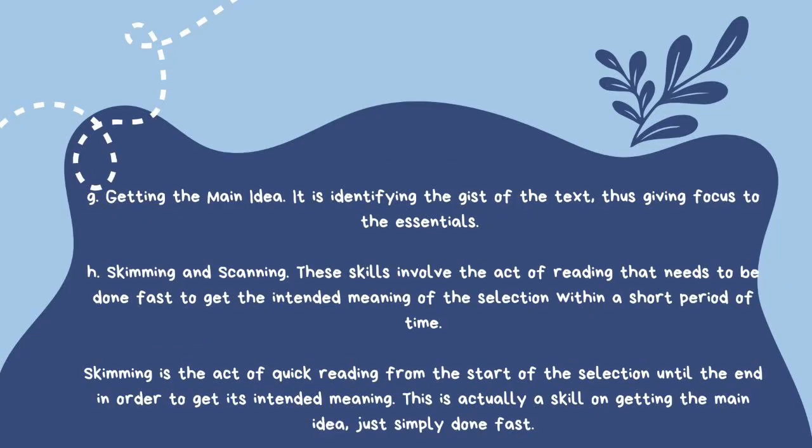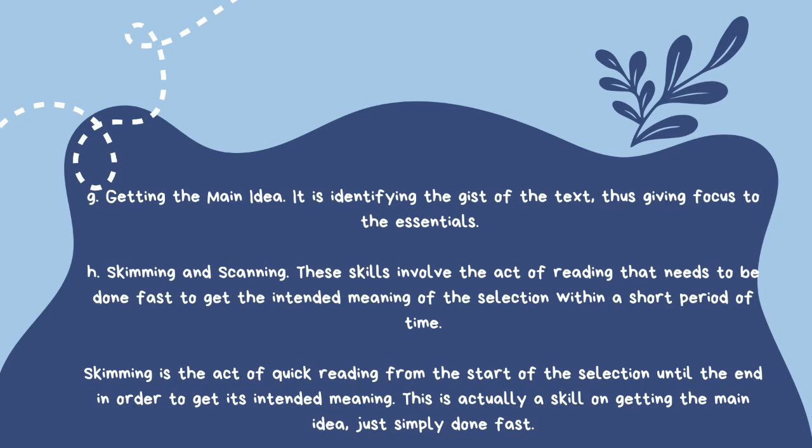Next, getting the main idea. It is identifying the gist of the text, thus giving focus to the essentials. When you get the main idea of a text, you grasp the key concepts, arguments, or storyline that the author is trying to convey. This understanding allows you to extract the most important information from the text and ignore less relevant details.